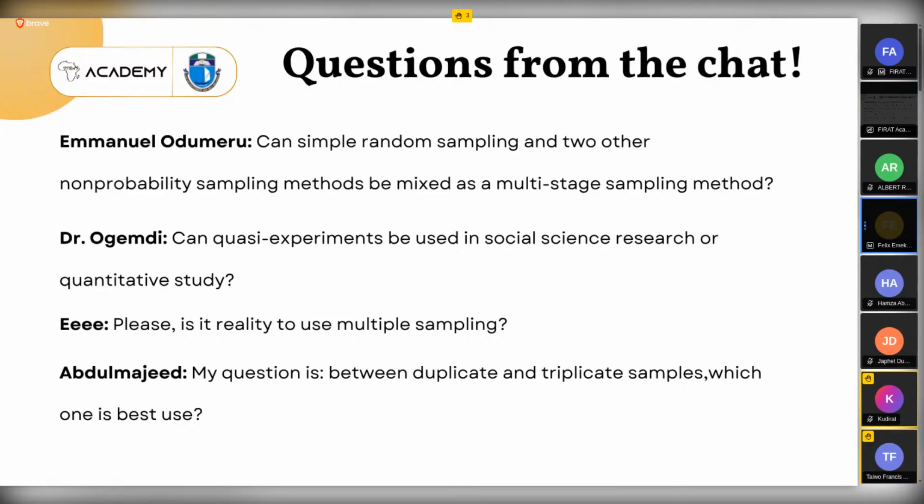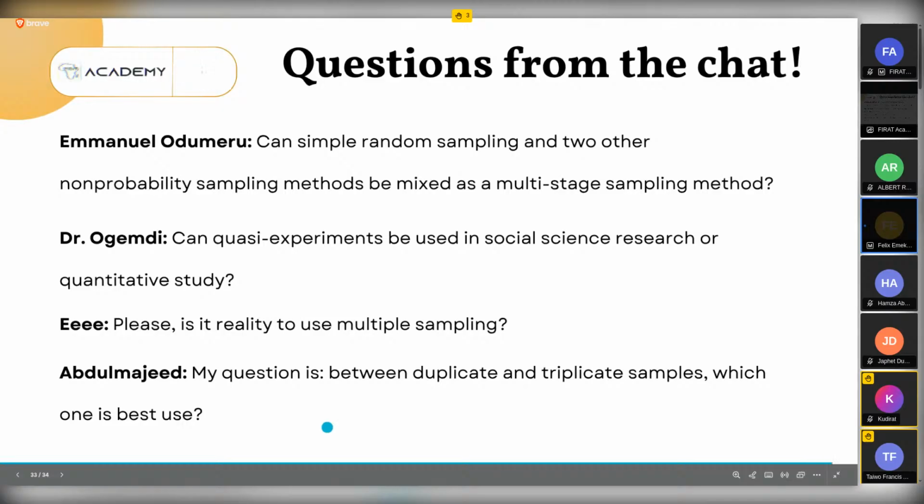Then Abdul Majid said, my question is, between duplicate and triplicate sample, which one is best? Well, there's no one that is best. It depends on your study. Your study may require duplicate, your study may require triplicates. All right, it depends on the study.